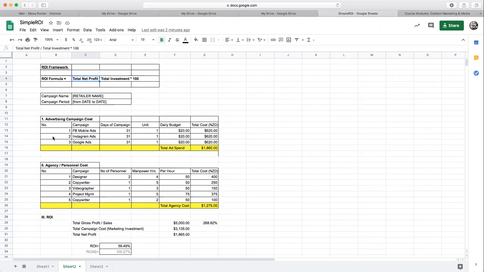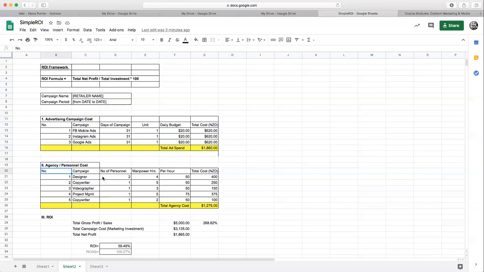So how this is worked out, we have two parts: an advertising campaign cost. This is how much the actual ad spend was. You can see I've placed in here that maybe I'm doing Facebook mobile ads, Instagram ads, and Google ads across 31 days of a campaign. There's one each that is being posted, and it has a daily budget of $20 each. So that gives me a total cost of $620 per ad across these channels, which gives me a total ad spend of $1,860.